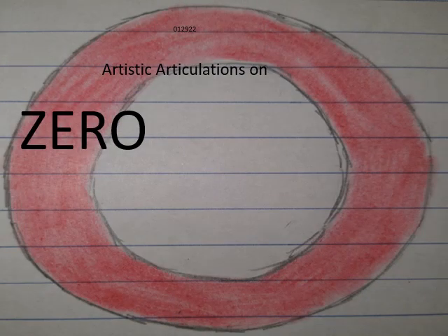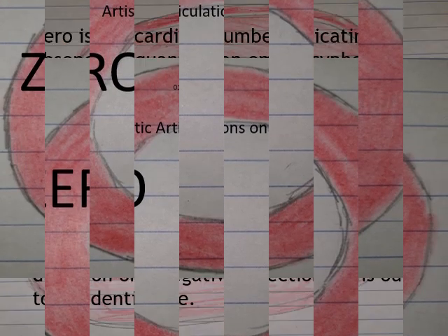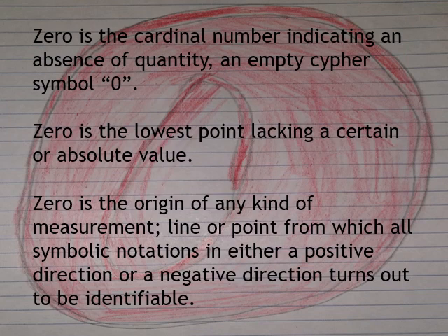Artistic articulations on 0. 0 is the cardinal number indicating an absence of quantity, an empty cipher, symbol 0. 0 is the lowest point lacking a certain or absolute value. 0 is the origin of any kind of measurement, line or point from which all symbolic notations in either a positive direction or a negative direction turns out to be identifiable.